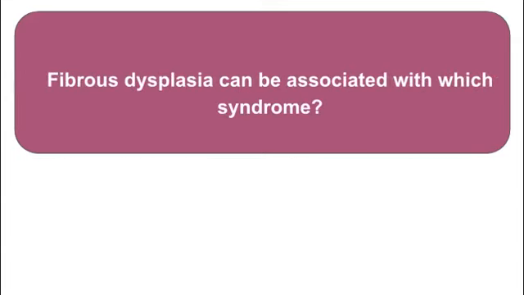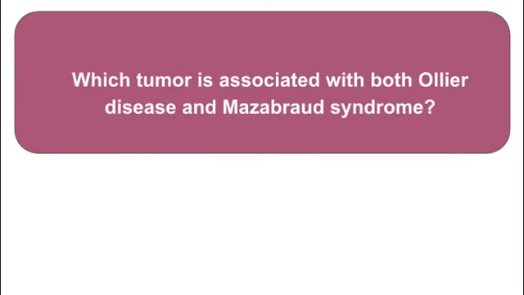Fibrous dysplasia can be associated with which syndrome? McCune-Albright syndrome. Which tumor is associated with both Ollier disease and Mazabraud syndrome? Endochondromas. Often there are multiple endochondromas.